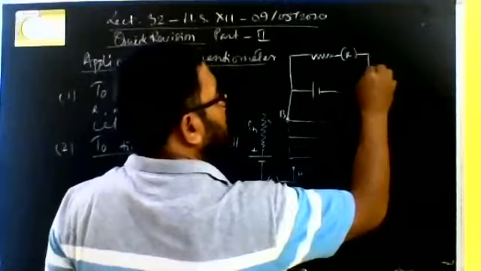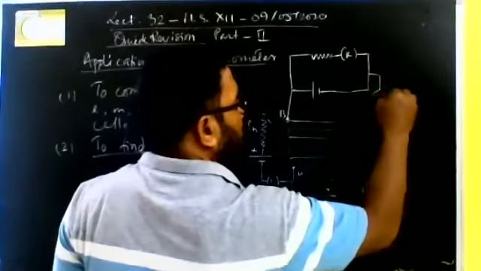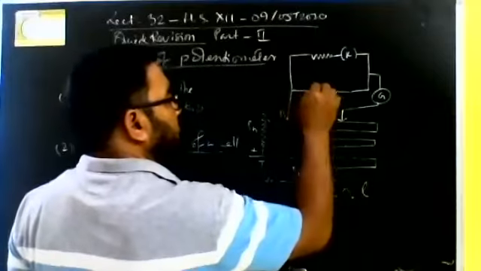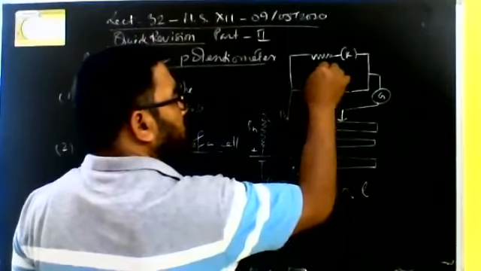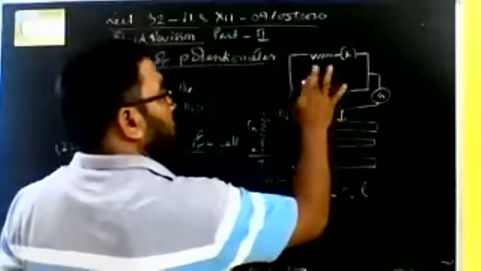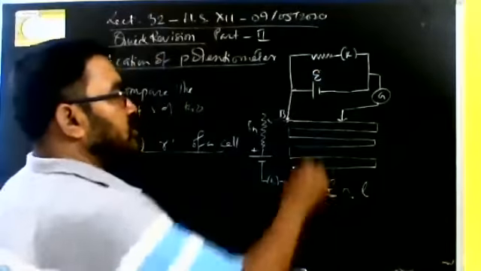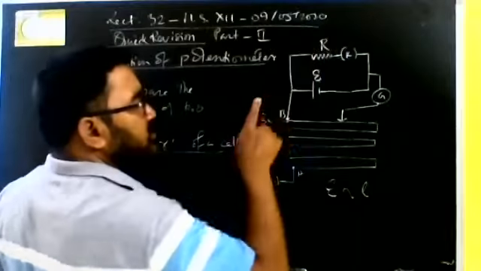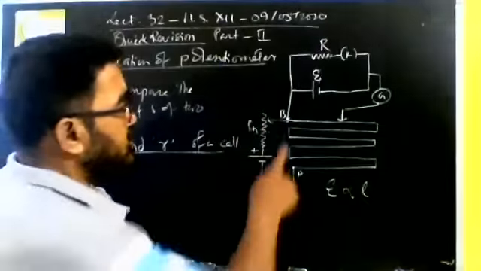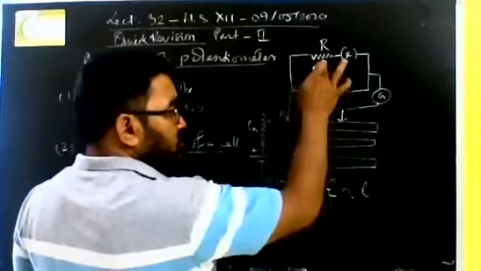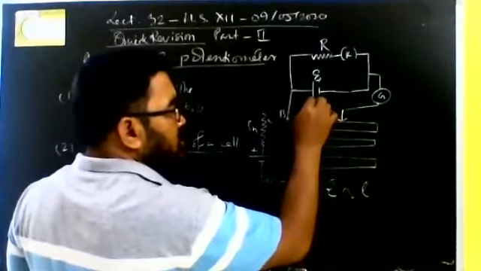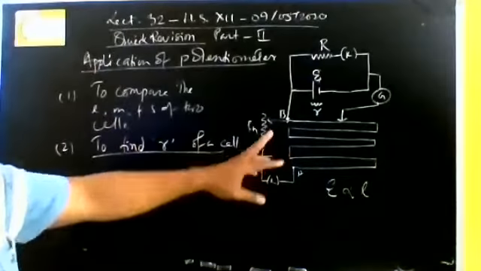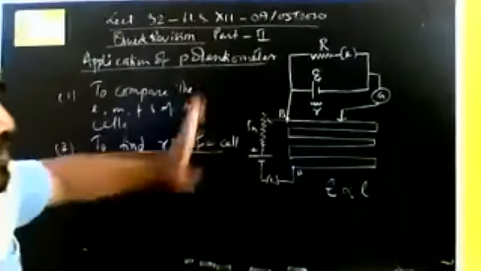This is the key, and the galvanometer is here. The connection is here. Suppose E, we are writing epsilon, is the EMF of this battery. Capital R is the external resistor, and small r is the internal resistance of this cell. So your idea is to find out the internal resistance, as we have discussed.